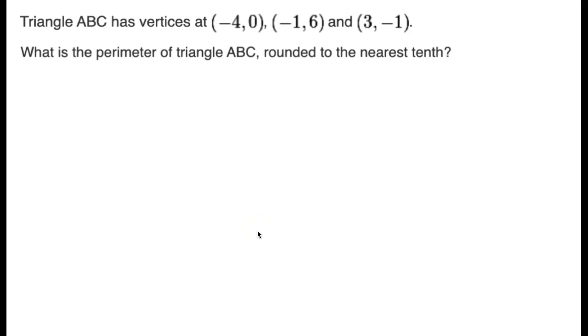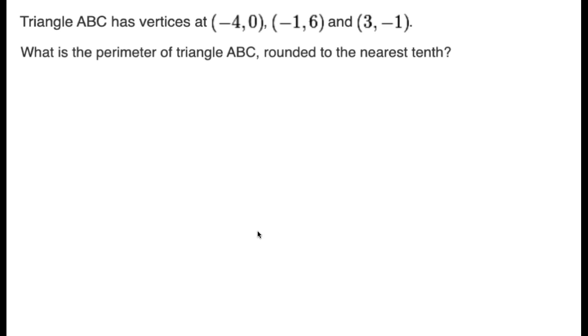All right, let's take a look at a problem where we are using coordinates to find perimeter. This question just says we have some triangle that's got three vertices given by these three coordinate points, and our goal is to find the perimeter of this triangle rounded to the nearest tenth.